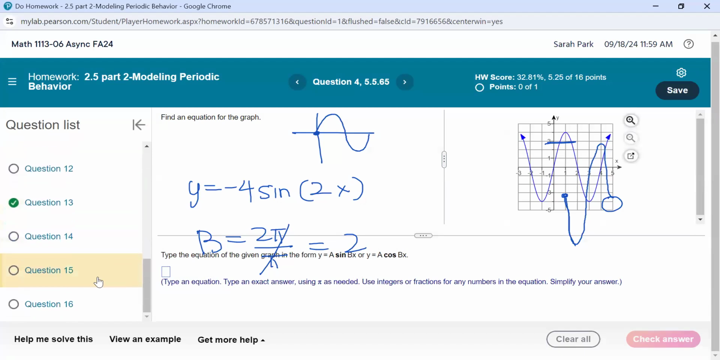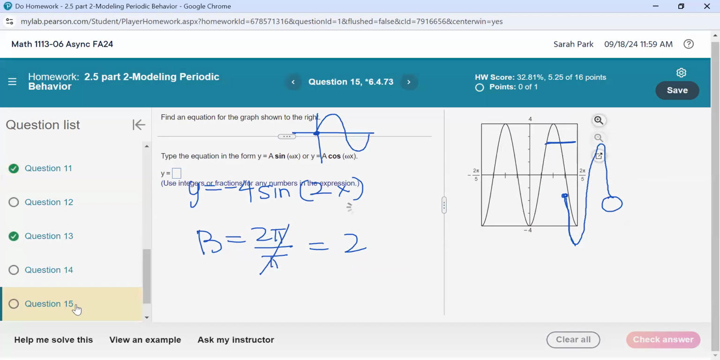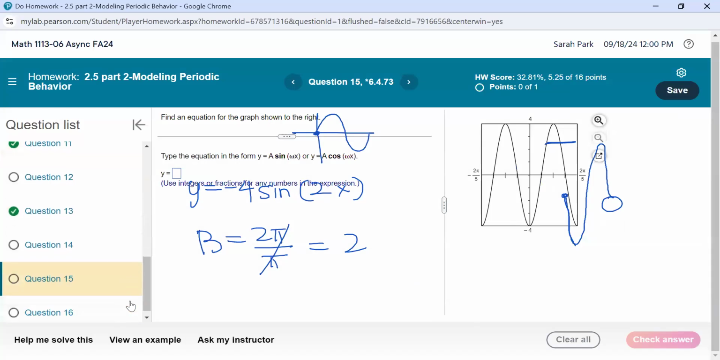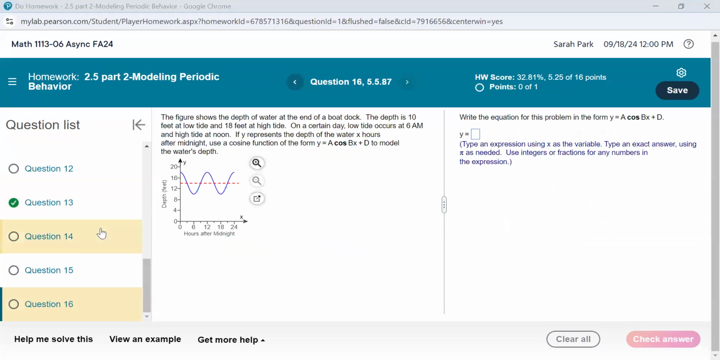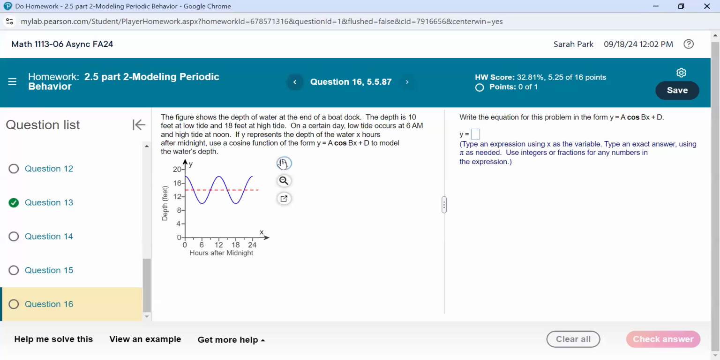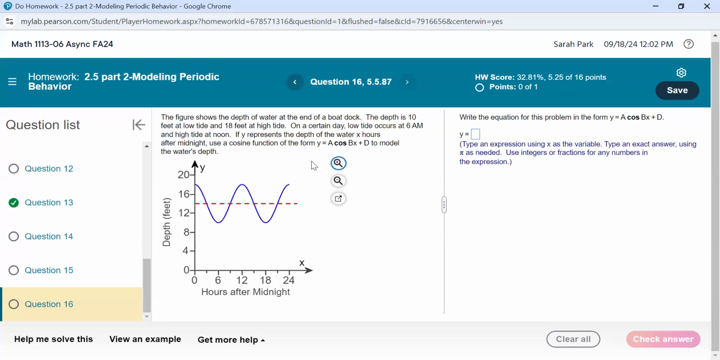Okay, I'm going to do the last one as well because the last one looks a little different. The last one is number 16, and the figure shows a depth of water at the end of a boat dock. The depth is 10 feet at low tide, and it goes up to 18 feet. And these are the times of the low tides and the high tides. And it tells you we have to use a cosine function to model this.